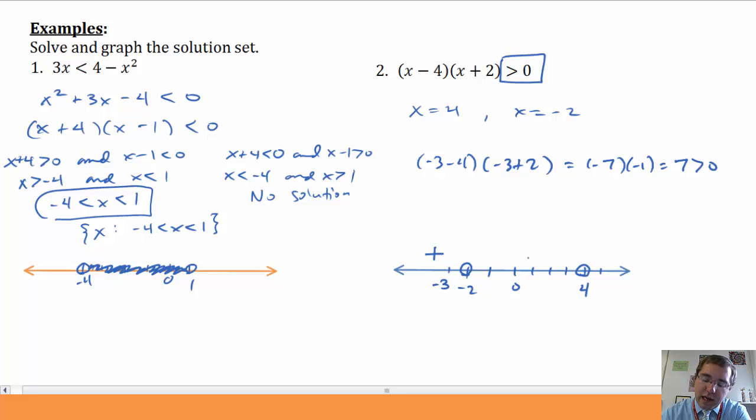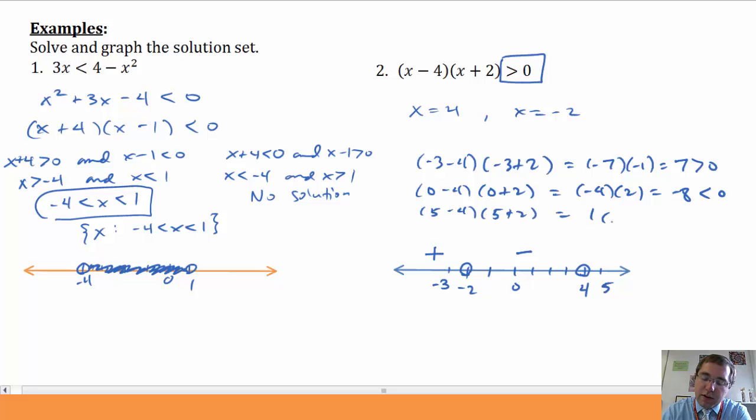In the middle, let's say I plugged in 0. That's between negative 2 and 4. So 0 minus 4 times 0 plus 2 will be negative 4 times 2, which is negative 8, which is less than 0. So that's negative in the middle. And to the right, if I picked 5, 5 minus 4 times 5 plus 2 is going to be 1 times 7, which is greater than 0.